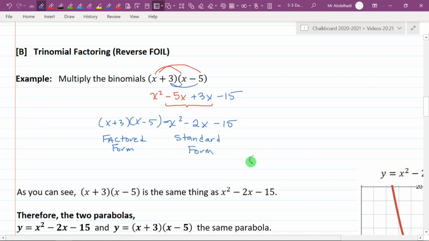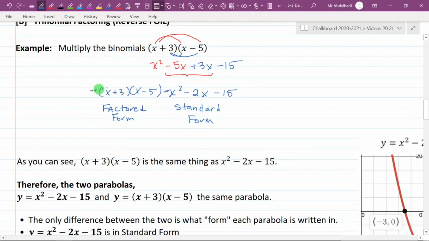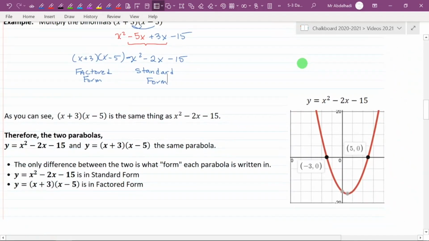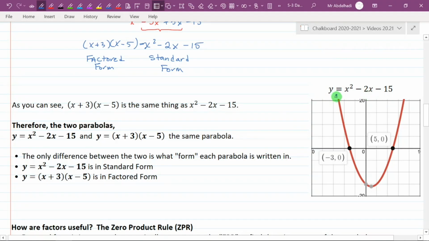And now if you stick a y equals in front of this, you stick a y equals in front of this, you have this right here. Or you stick a y equals in front of this, which is the same thing, you can have this. And both of them are the same thing. They're both the same parabola. So I have a picture of that parabola in the margin here. This is y equals x squared minus 2x minus 15. They're both the same equation, just written, one's factored and one's not factored.